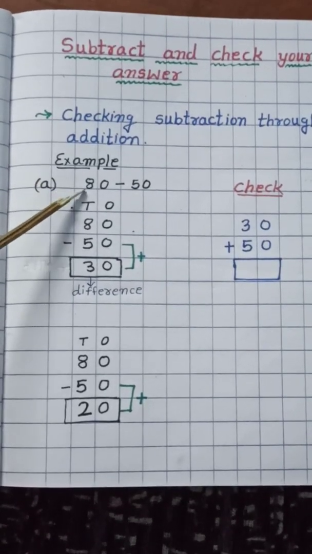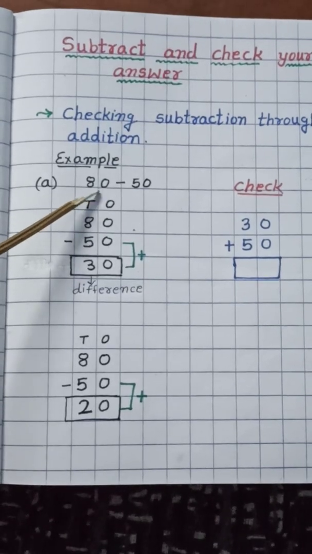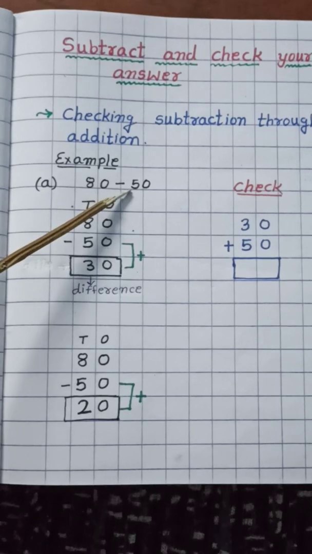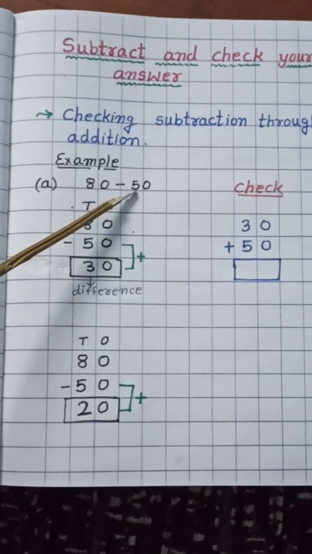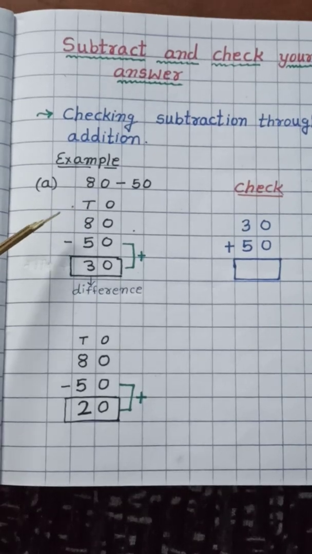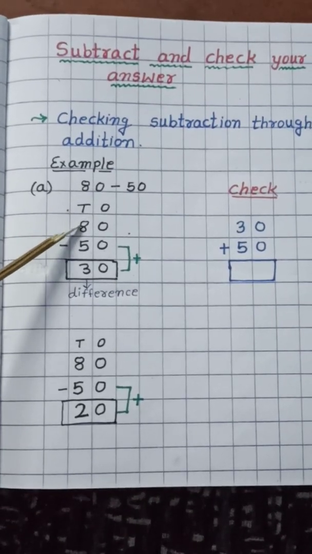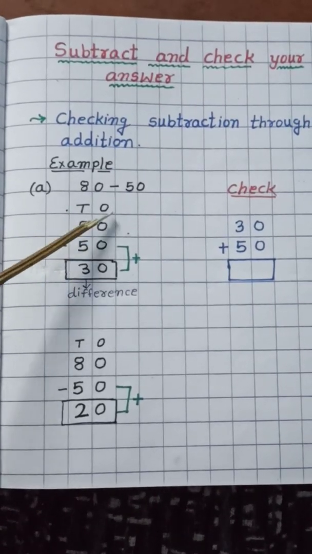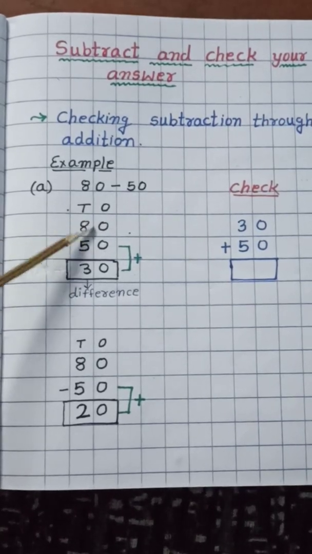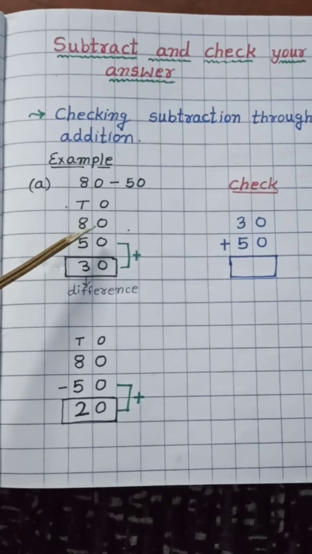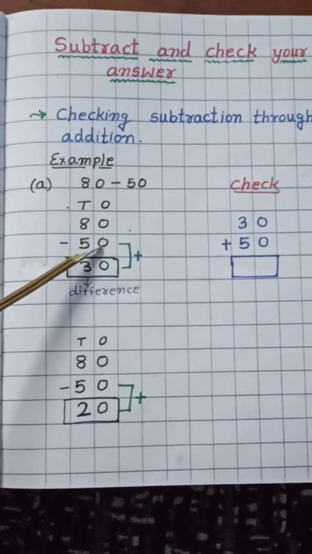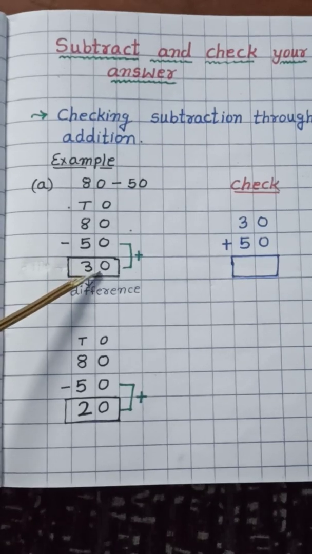So let's take an example. I have taken here a very simple example. 80 minus 50. That means you have to subtract 50 from 80. So first we arrange the numbers according to their place value and subtract column-wise like this. We see first at ones place, 0 minus 0 is 0.